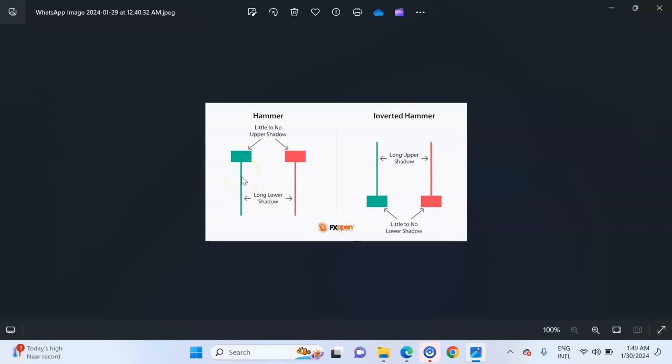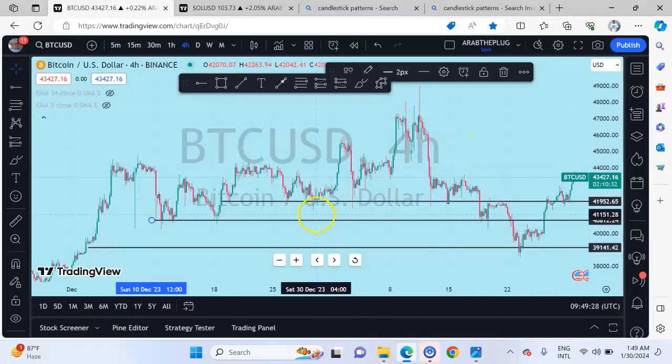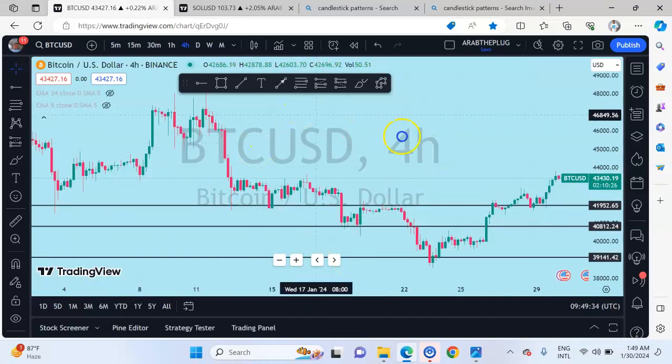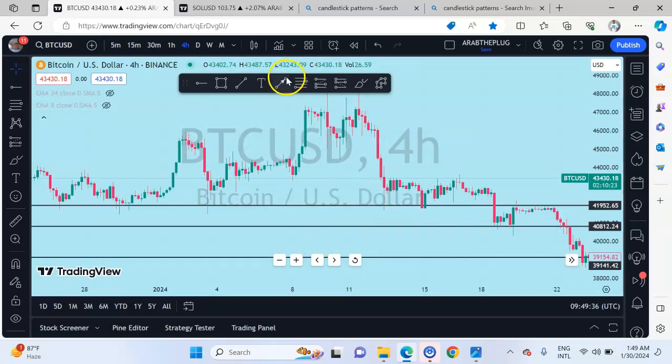So what's the essence of this candle? This candle is telling you that the market opened here. Sellers try to push the market down, but the buyers recovered and pushed it to close up here. So it's a very strong bullish candle. And what's this candle trying to tell us? One thing about the Bitcoin market is that you can see this candle a lot on it.